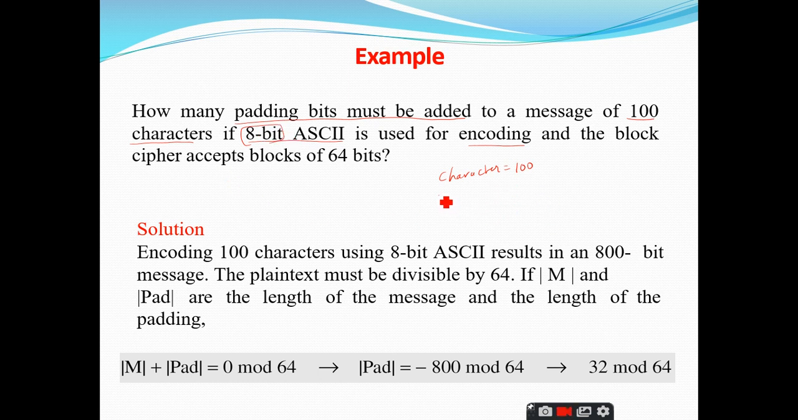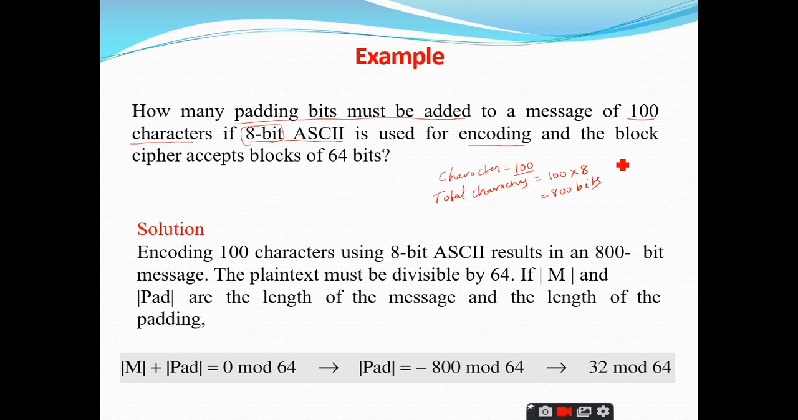So in total how many bits are there? One character is 8 bits. Total I have 100 characters. So I have 100 into 8, that is equal to 800 bits. Is it clear up to this point?